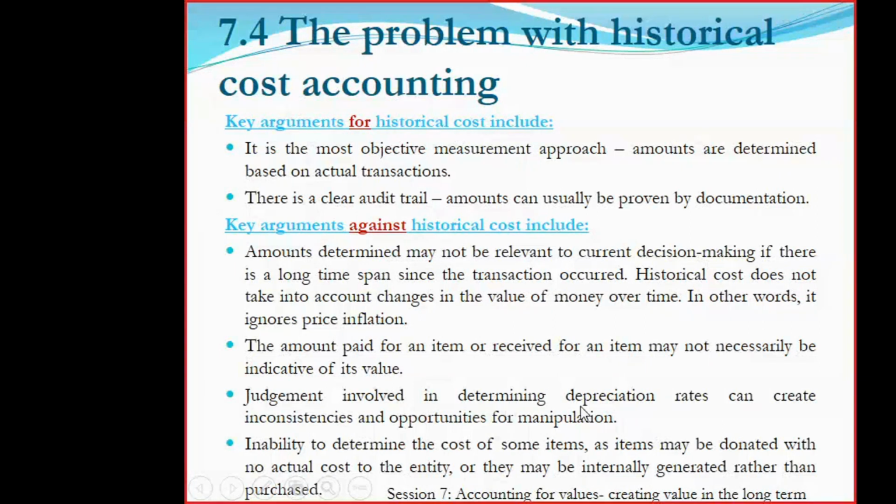Judgment involved in determining depreciation rates can create inconsistencies, because we have different methods of how to reduce the value of a car, for example, or an asset over time. Accountants could use different methods. So two accountants might use different methods for depreciating the same asset. This could create variability in the value.